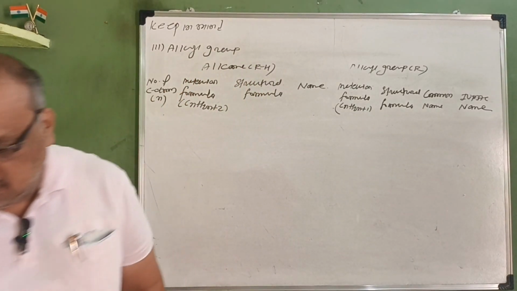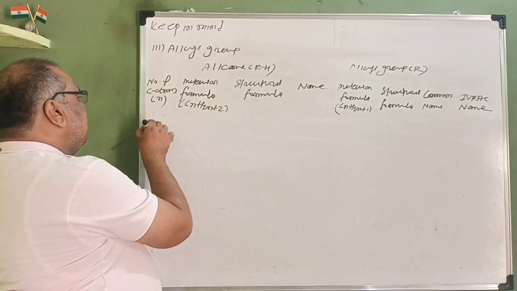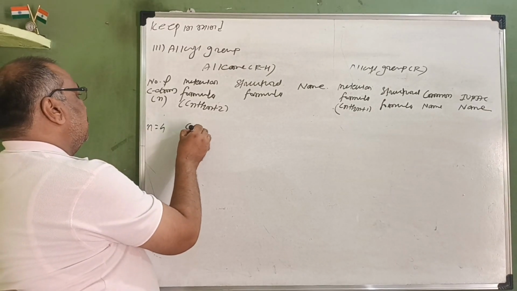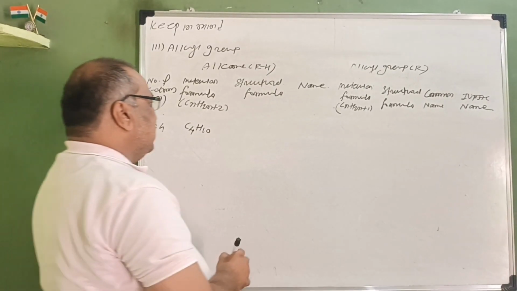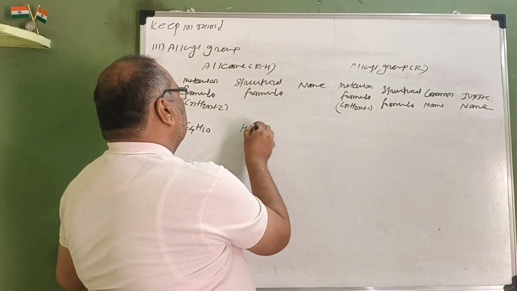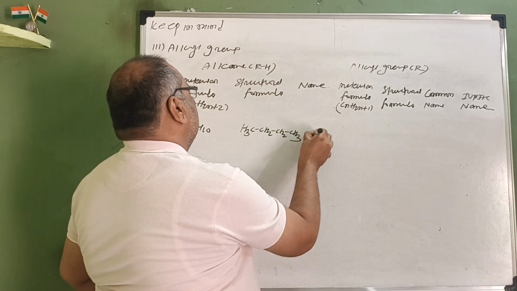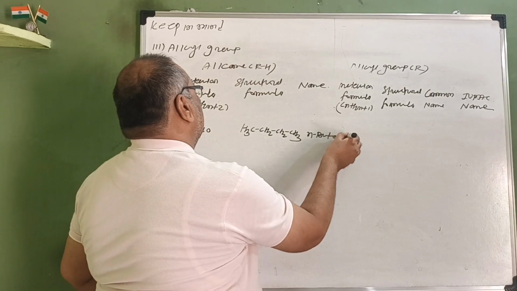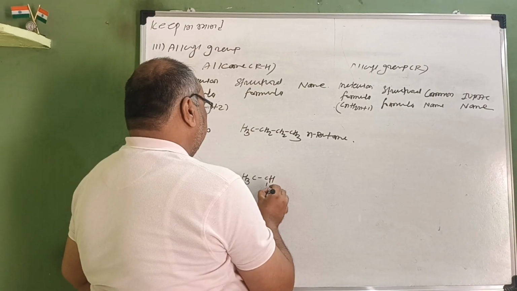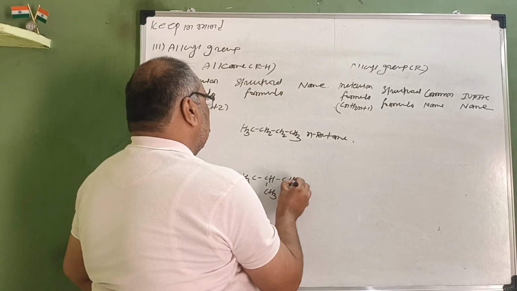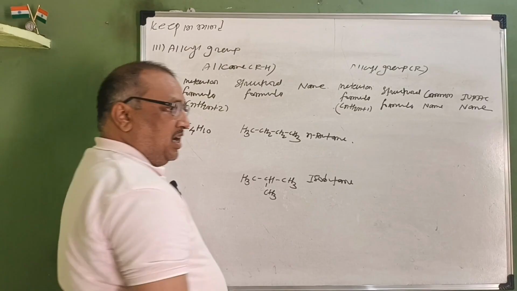Now here write down n equal to 4, C4H10. C4H10 has two structures. This is number 1, that is n-butane, and this is number 2, isobutane.